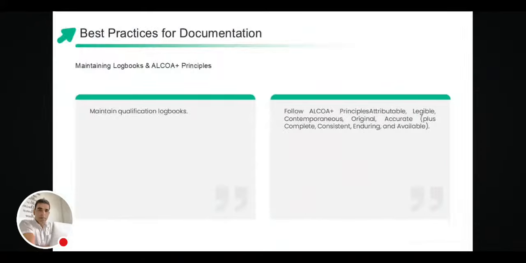Proper documentation is not just good practice, it's essential for audits, data integrity, and regulatory compliance. One of the most reliable frameworks to ensure this is the ALCOA Plus principles, which form the foundation of good data management in the pharmaceutical industry. Here's what ALCOA Plus stands for.